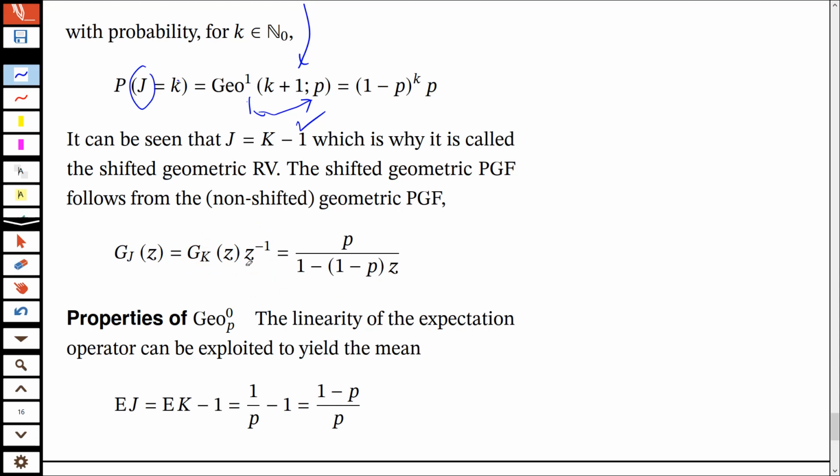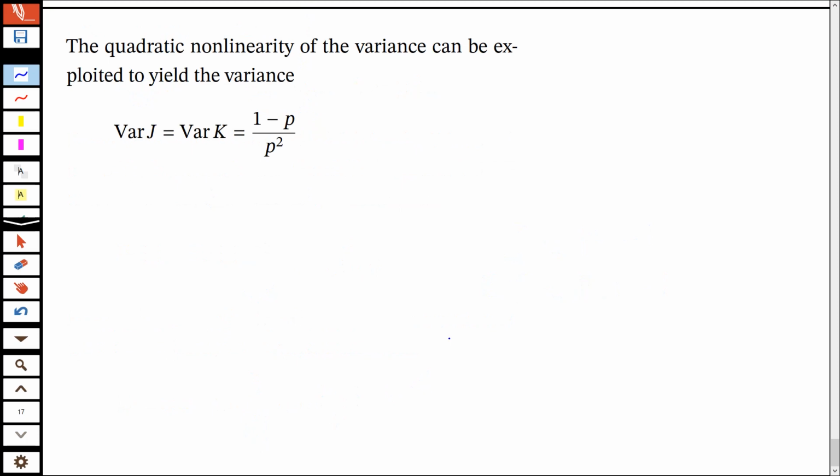So what are the properties of this new shifted geometric random variable? Because you know J is K minus 1, it's a simple linear transformation, so the expectation will simply be the expectation of K minus 1. We know 1 over p is the mean of that K. You subtract 1 from it, linearity, you get the mean of this shifted random variable. And that simple shifting does not change variance.